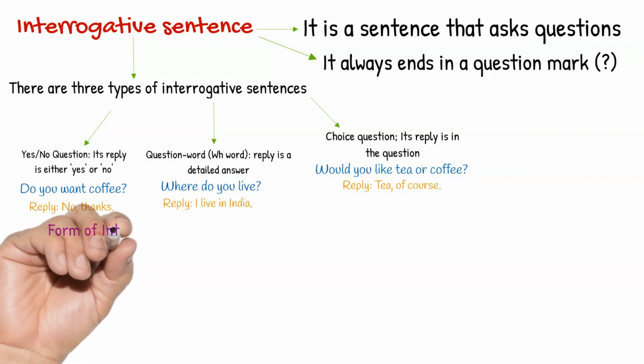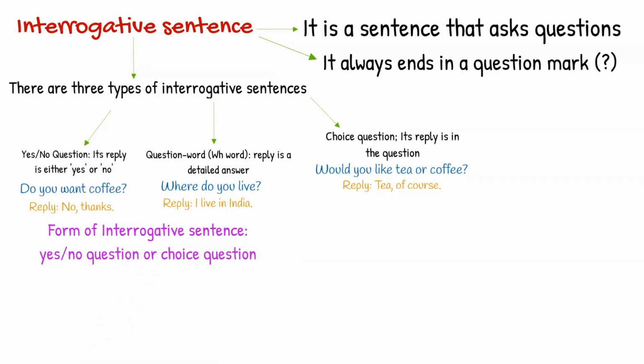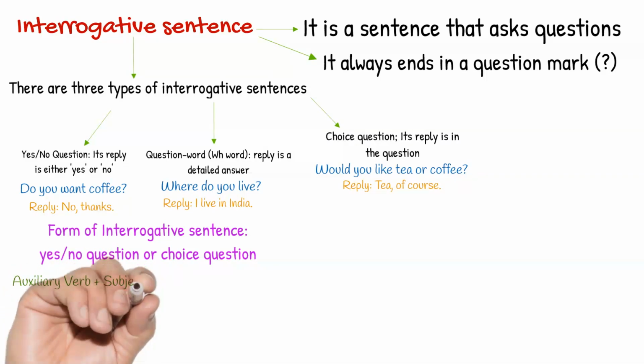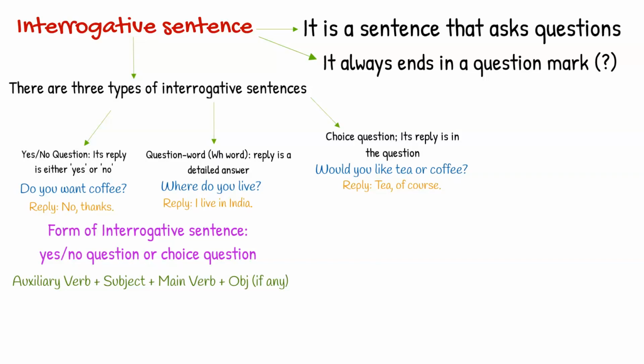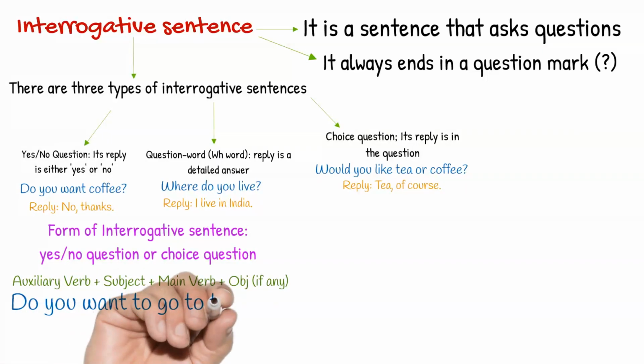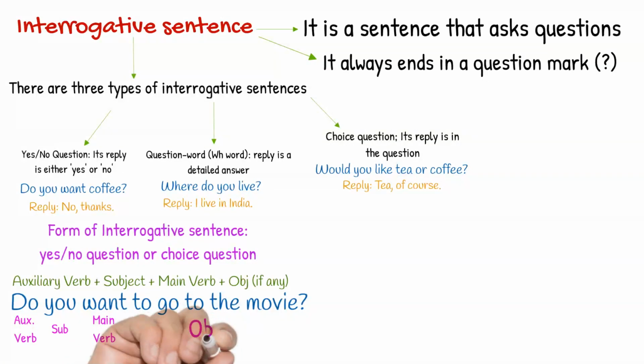Now we have to learn how to frame an interrogative sentence. Yes or no question or choice question, both have the same structure. First comes the auxiliary or helping verb followed by the subject, then comes the main verb followed by the object if it exists. Example. Do you want to go to the movie? Here the auxiliary verb do comes first followed by the subject you, then comes the main verb want followed by its object to go to the movie.